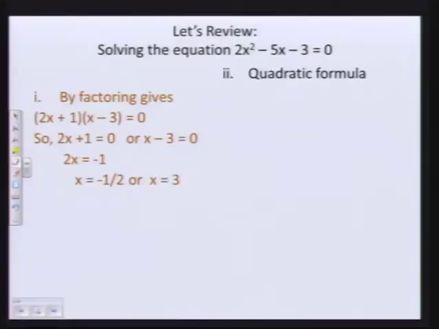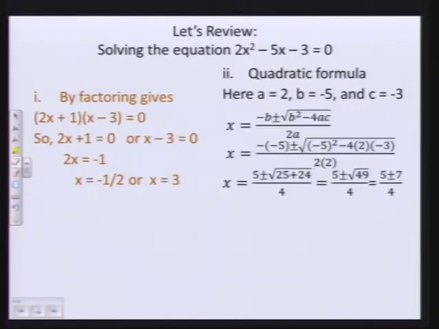With the quadratic formula, we've got to recognize our a, b, and c here. Our a is equal to 2, our b is equal to negative 5, and our c is equal to negative 3. That's coming directly from the form ax squared plus bx plus c equal to 0. Then we take these three values and plug them into our quadratic formula.